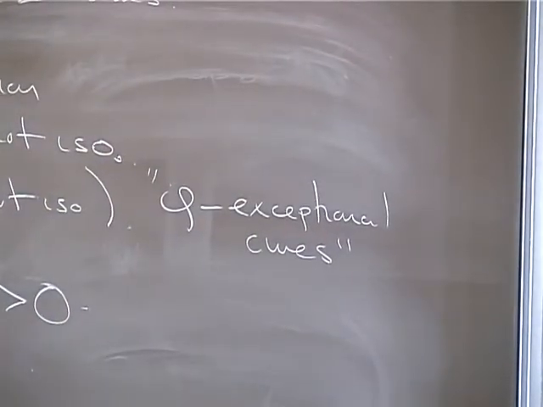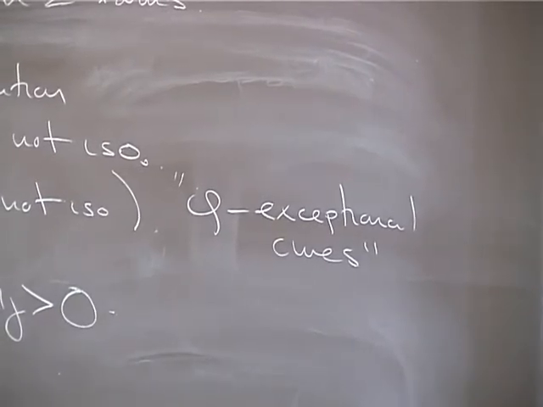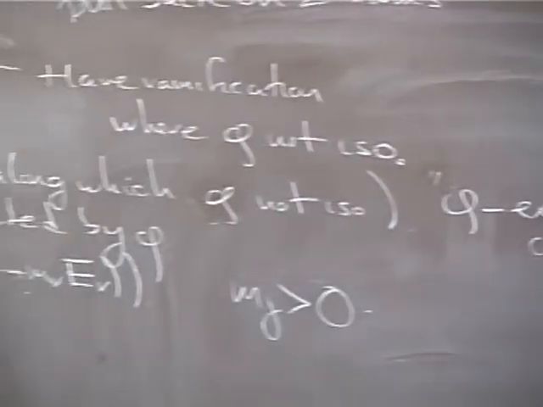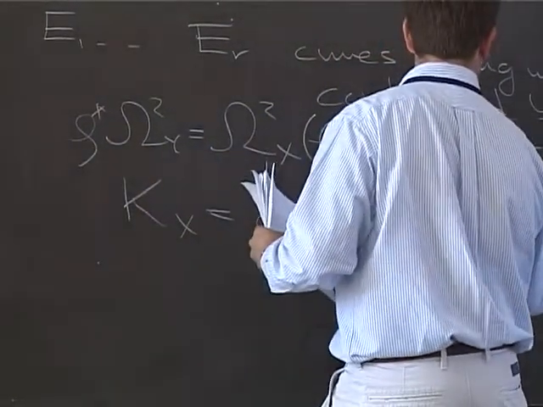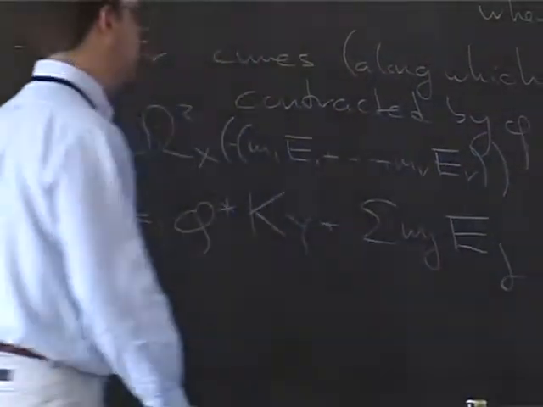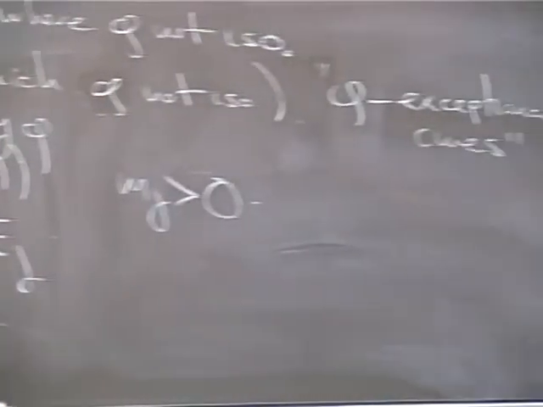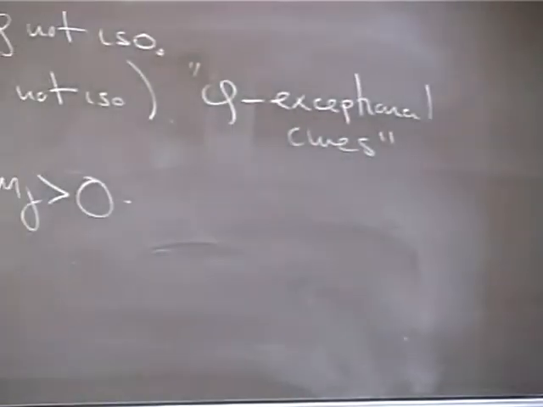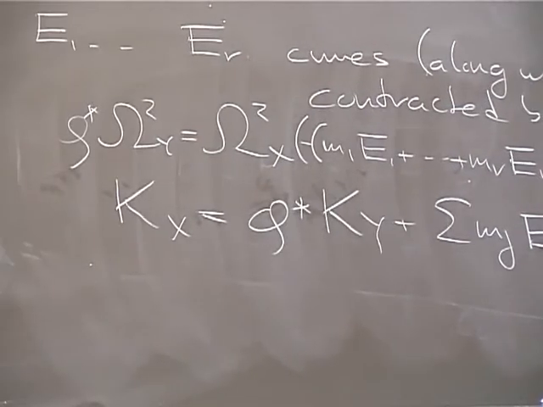So let me write this in divisorial notation. K of x is equal to phi pullback K of y plus a sum of mj ej. This is sometimes called a discrepancy equation. If you've seen discrepancy equations in minimal model program talks, this is where they really come from.